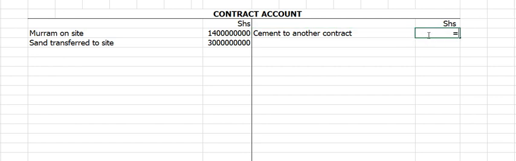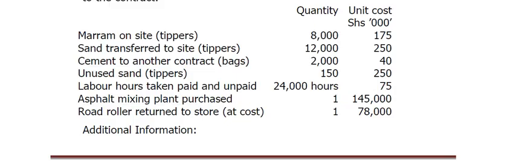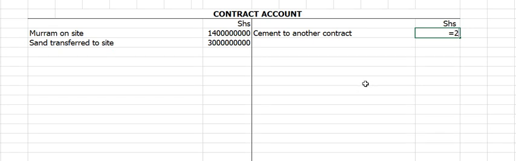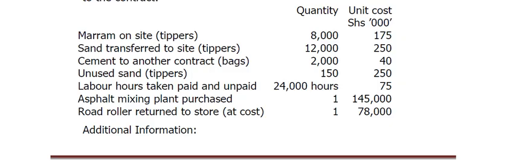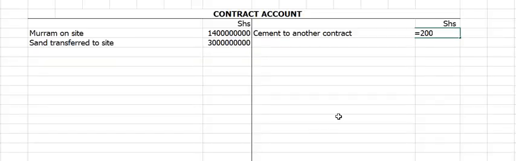There are how many bags of cement? These are 2,000 bags. But of course you multiply these bags. The unit cost is how much per bag? That is 40,000. So times 40,000, giving us that.